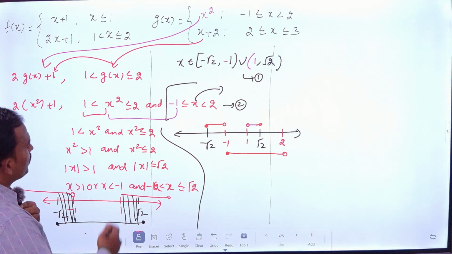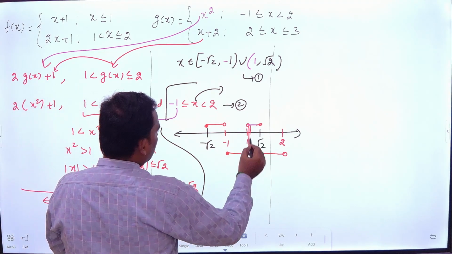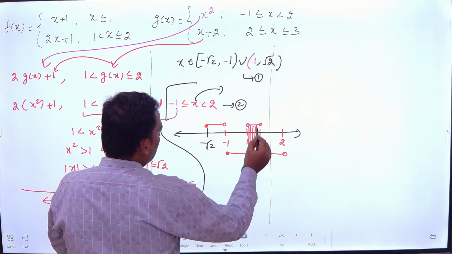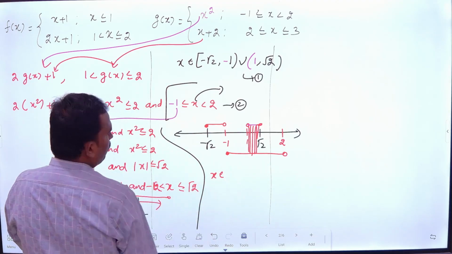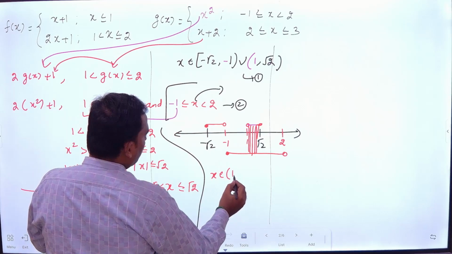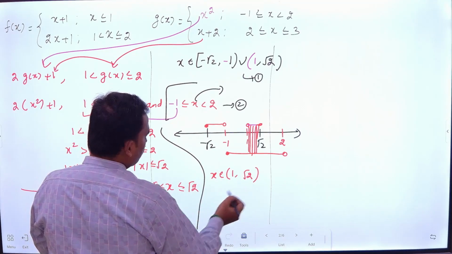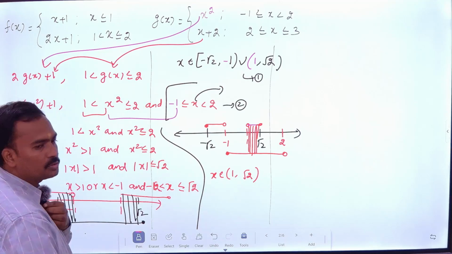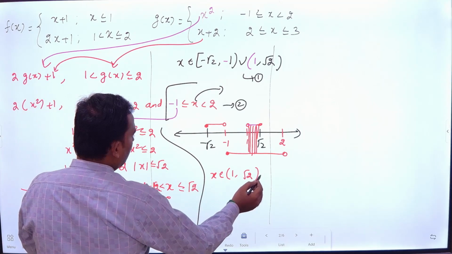Okay, now which is common? The whole thing that is common will be this portion, right? So x will be from open interval 1 to square root of 2, between 1 to square root of 2. Square root 2 will be included, right? Square root 2 will be included.